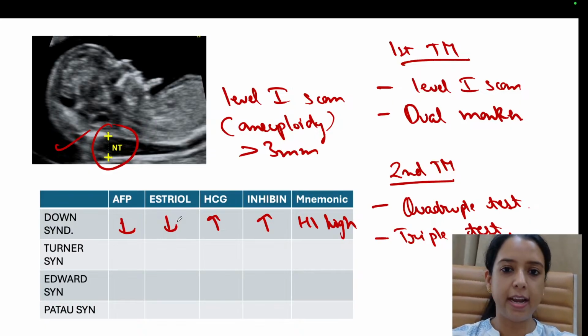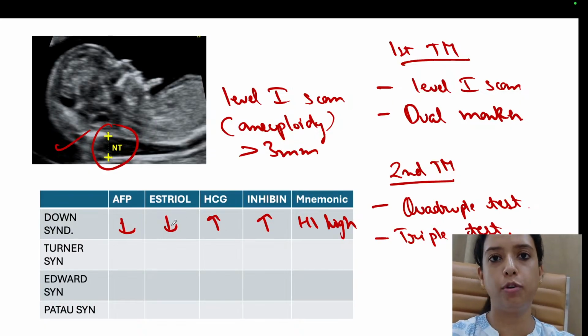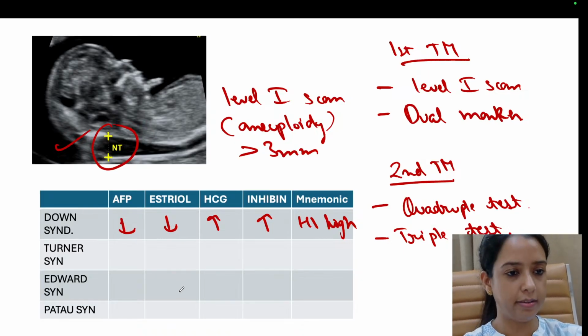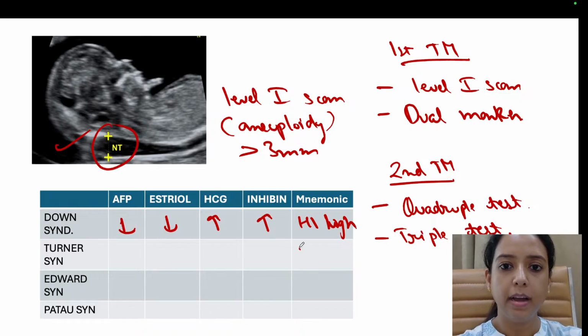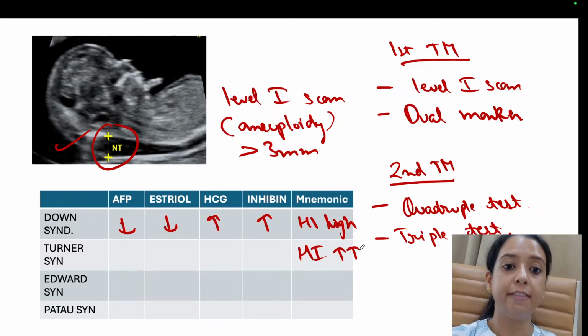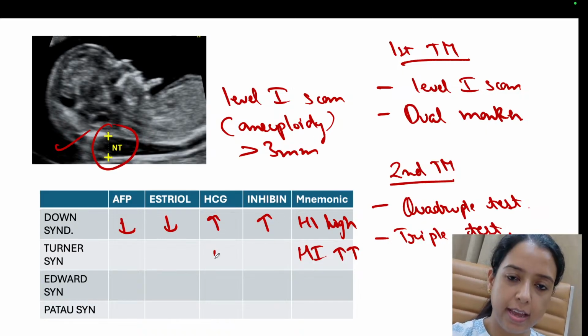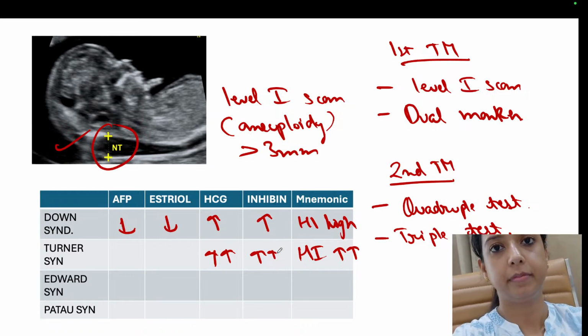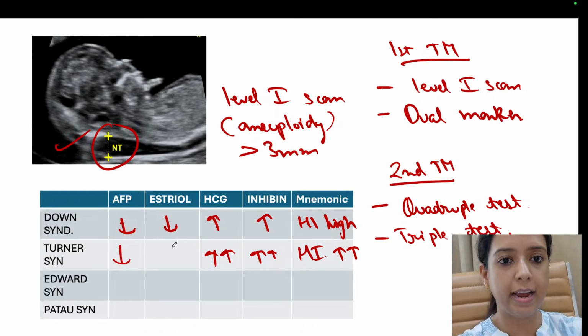Okay? So HCG and inhibin are high, and alpha fetoprotein and estradiol are low in a Down syndrome patient. What about Turner syndrome? In Turner syndrome, high is very high. So remember, high is very high. It means HCG is very high, inhibin is very high, okay? And alpha fetoprotein and estradiol are low.